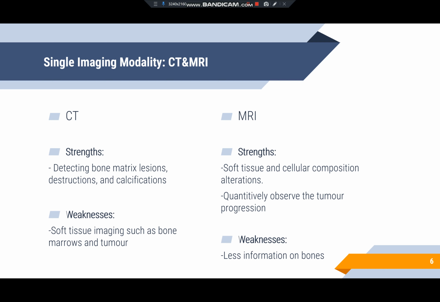CT is one of the routine imaging modalities when skeletal disease is suspected. It performs well on detecting bone matrix destruction, resorption, minor fractures, and the calcification led by the metastasis. As mentioned, one of the syndromes of a tumor invading the bone is osteolysis, which leads to destruction of the bone tissue matrix, hence reducing its density. In the CT scanning, it will appear darker than the normal bones.